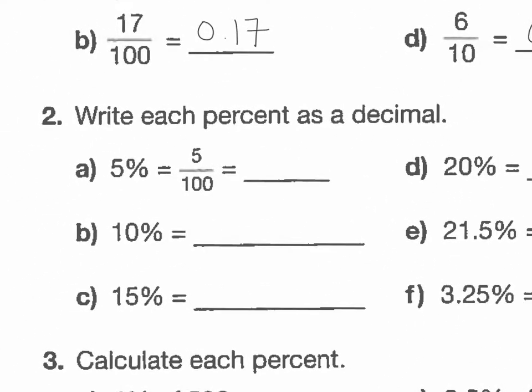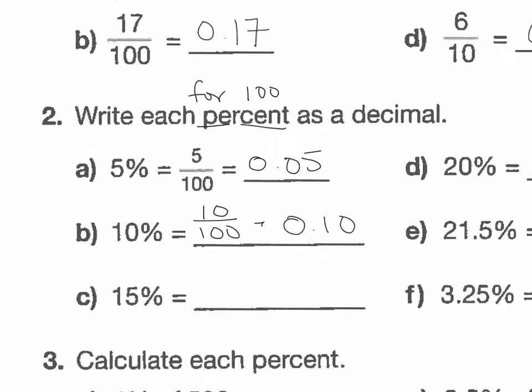Here we go, we're going to write each percent as a decimal. If you remember that per means for every, and cent means 100. So this is for every 100. So 5% is 5 out of 100, or 0.05. 10% is the same thing as saying 10 out of 100, which is 0.10. 15% will be 15 out of 100, which equals 0.15.